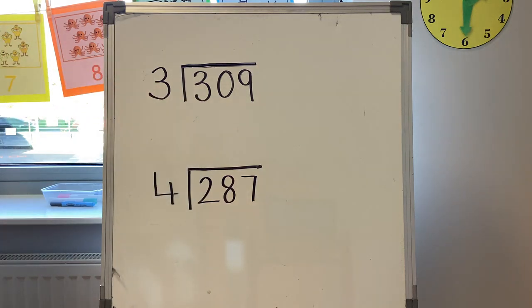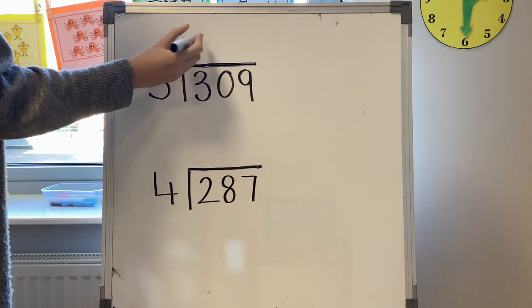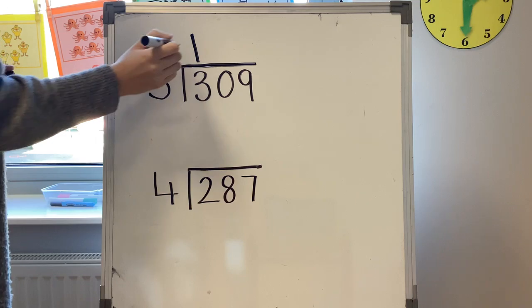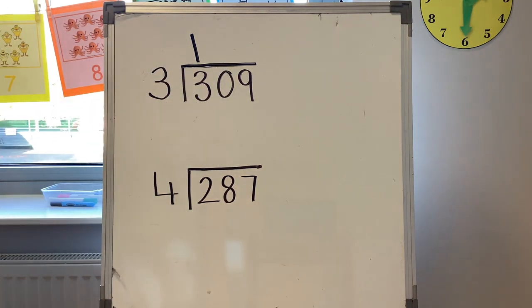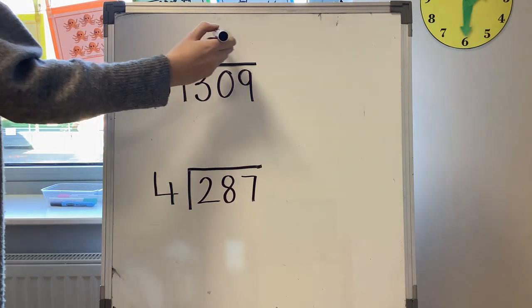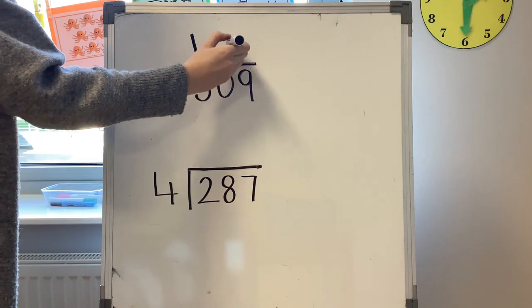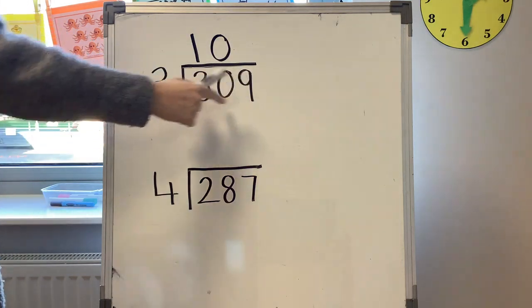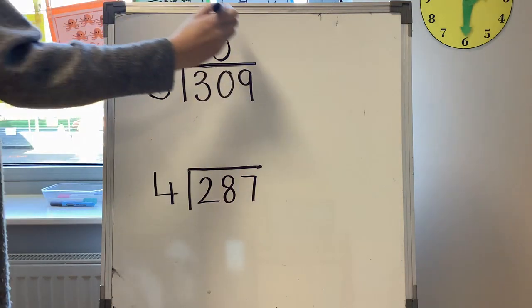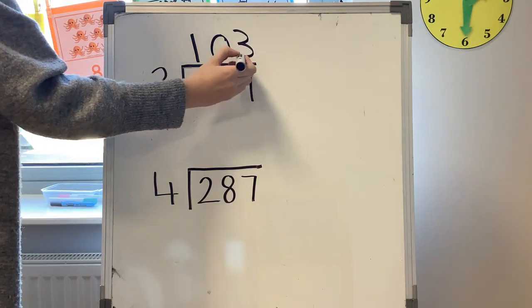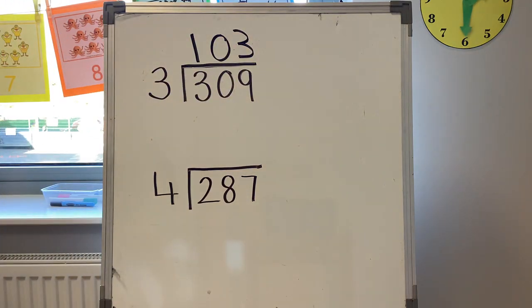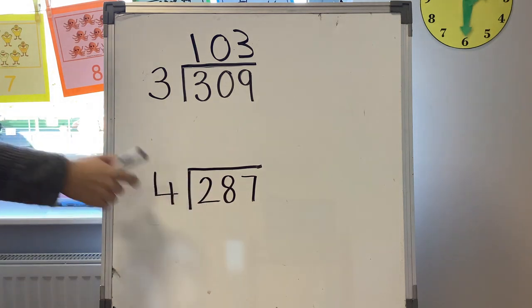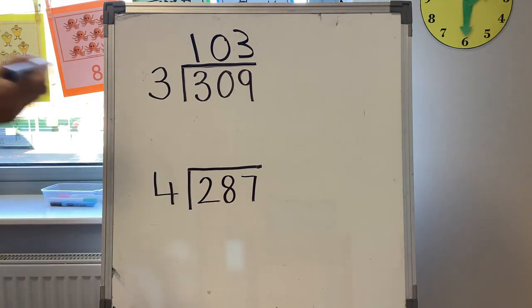3 divided by 3 is 1. So I can write 1 up here. 0 divided by 3 is 0, so I'll write 0 here. 9 divided by 3 is 3. My answer is 103.